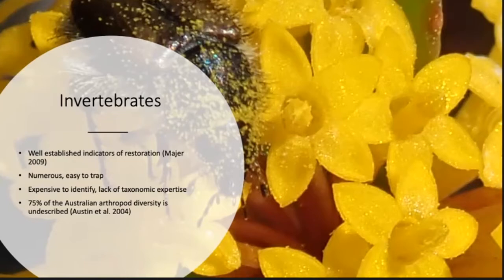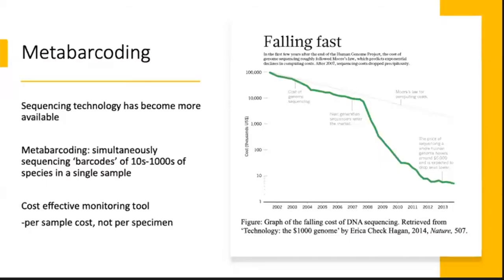However, they can be pretty expensive to identify because often it's a per specimen cost, and there's a lack of taxonomic expertise to identify all these invertebrate specimens. The additional problem is that there's a lot of undescribed diversity. In Australia, approximately 75% of the arthropod diversity is undescribed as yet. So metabarcoding is one of the tools we can apply to invertebrate monitoring that could help.